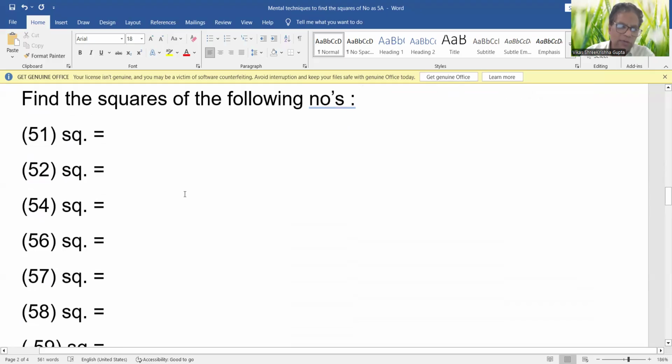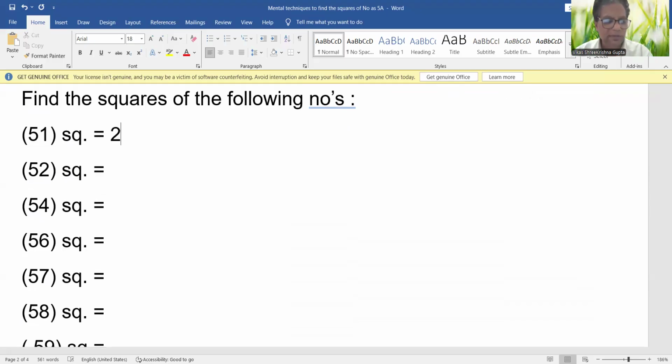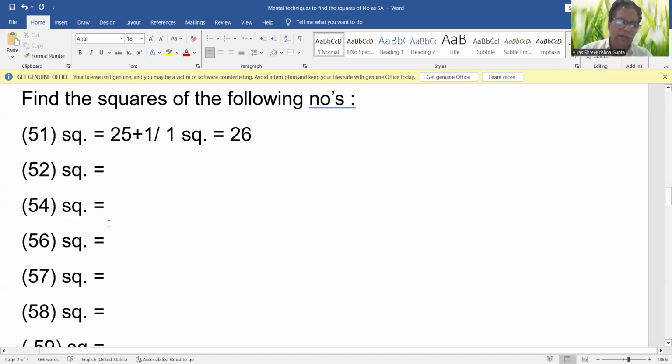Now here, as I showed you, 51 square. Now 51 square is equal to how much? If 5 square is equal to 25, then we have to add 1 to that, and then followed by 1 square. Now 25 plus 1 is equal to 26. Now 1 square is equal to how much? 1 square is equal to 1 only. But I require a 2-digit number because 51 is a 2-digit number. So I write 01.